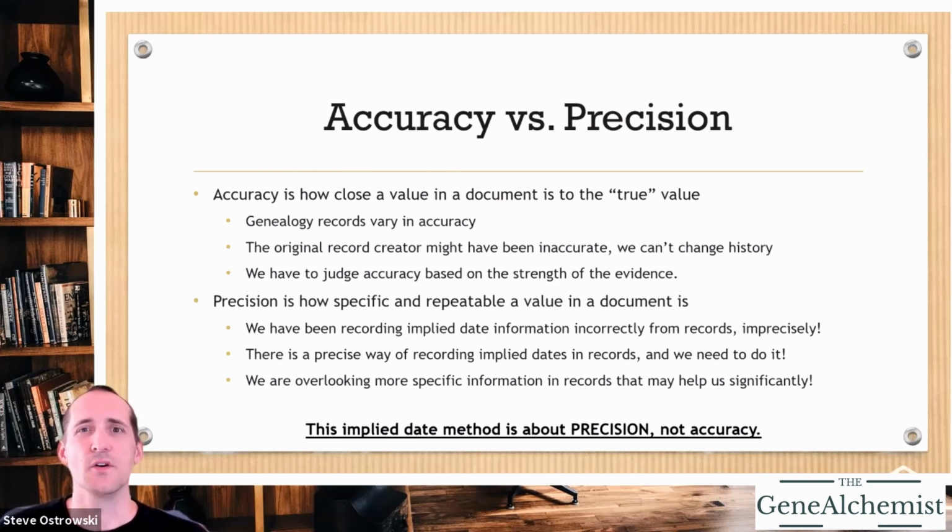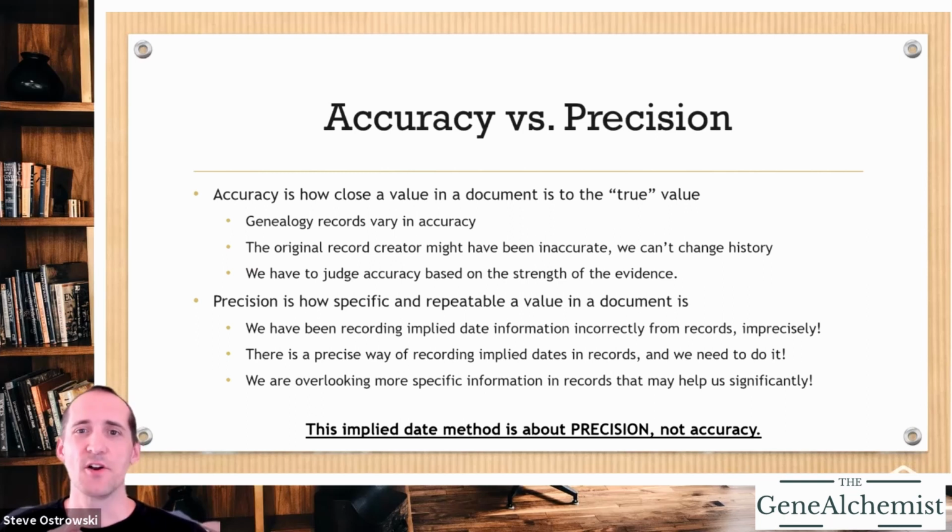Genealogy records, as we know, vary significantly in accuracy. That's why we need to collect multiple pieces of evidence, because one may be more accurate than the other. They both might be inaccurate, but the more piles of documents we can create that are associated with each other, the better evidence that we have that we're closer to the true value of what actually happened in time.